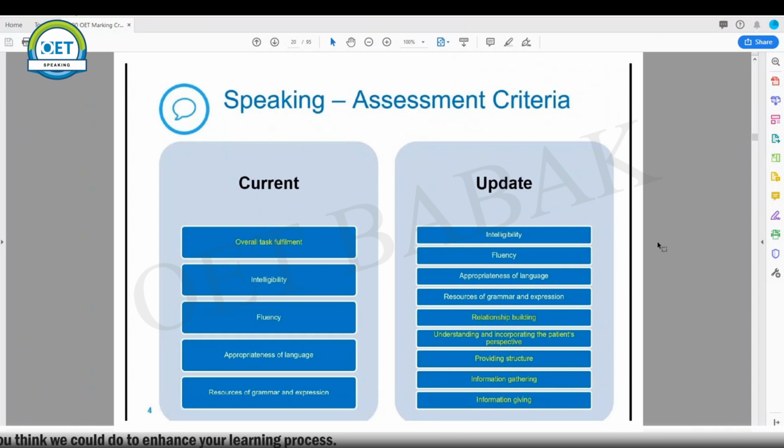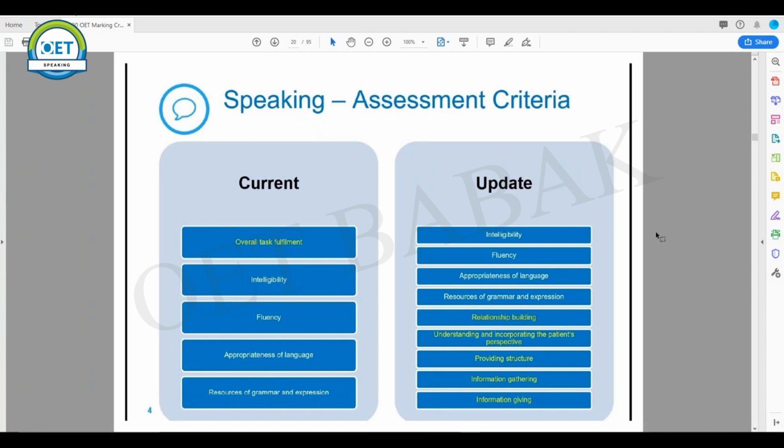The criteria for assessment of speaking has changed since September 2018. Before September 2018, this was the assessment criteria. The reason I'm telling you is because there are so many role play cards that belong to that period of time.